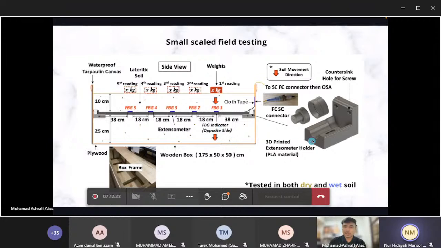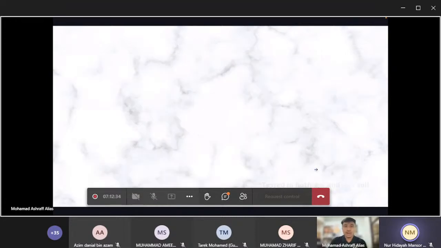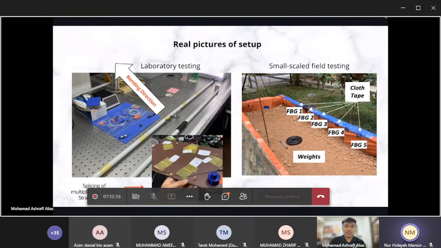Okay, so basically I also 3D printed this using PLA material to hold the pipes inside the box. It is also tested in both dry and wet soil environments. Okay, moving on. These are the real pictures of the setup. This is the laboratory testing, in which the pipe is bent towards this side. And then this is the small scale field testing.